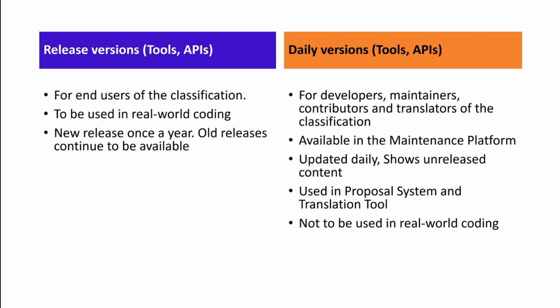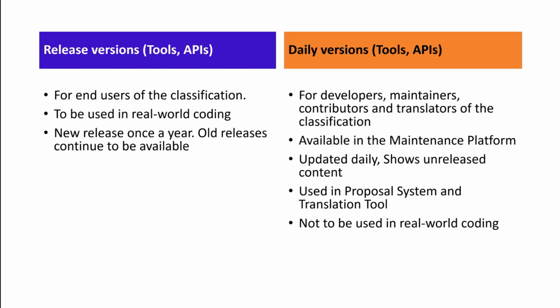The release version is, of course, for the end users of the classification, and it is ready for being used in real world coding. We have one release per year, and old releases continue to be available. So you do not need to update to the new version the day we release it. You can always continue to use the version that you stick to, and when you feel ready for your country, you may jump to another release. So we keep all the historical releases accessible through our APIs as well as through our tools.